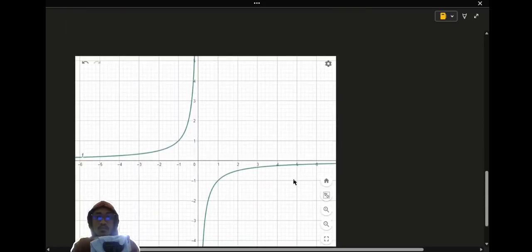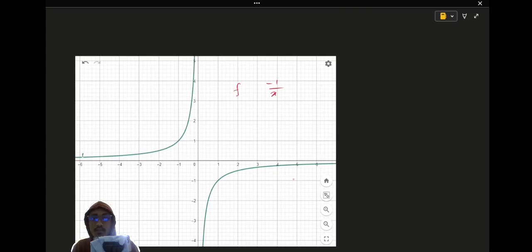And then when a was negative, this was -1 over x, so f of x was -1 over x. When a is negative, a less than 0, then our graph now lay in this quadrant as well as this quadrant. All right, I hope you can see the pattern. I hope you can see what is happening.